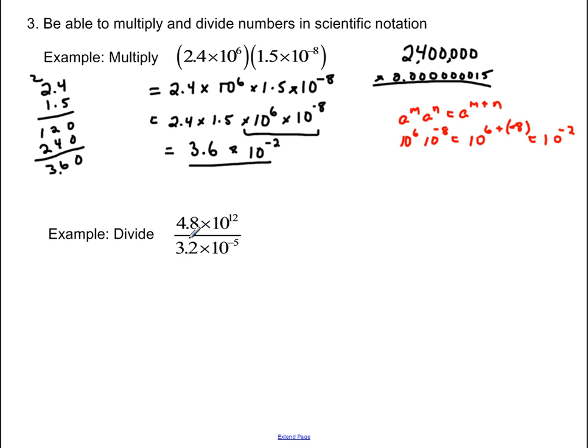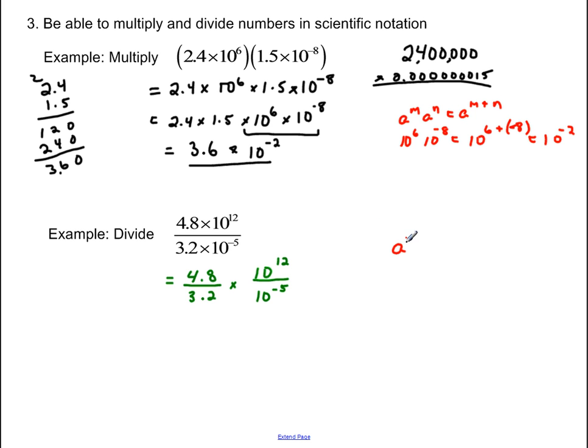We've got 4.8 times 10 to the 12th divided by 3.2 times 10 to the negative 5th. Again, wow, it seems like a big complicated thing, but it really isn't. We can treat each of the coefficients separately from our bases. So we could treat this as 4.8 divided by 3.2 times 10 to the 12th divided by 10 to the negative 5th. Now we can handle this division of our coefficients separately from this division of our exponents for 10, right? And we know the rule for this one too, right?